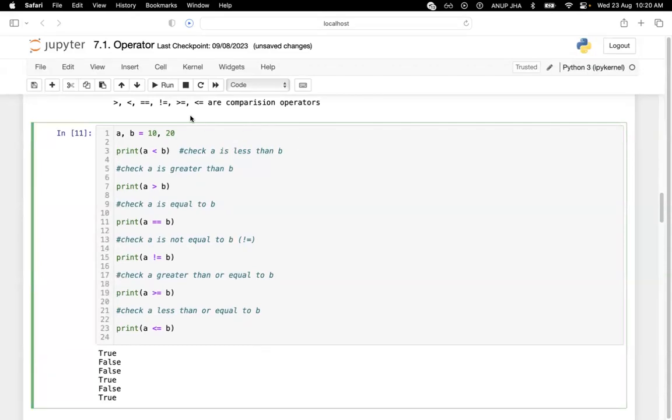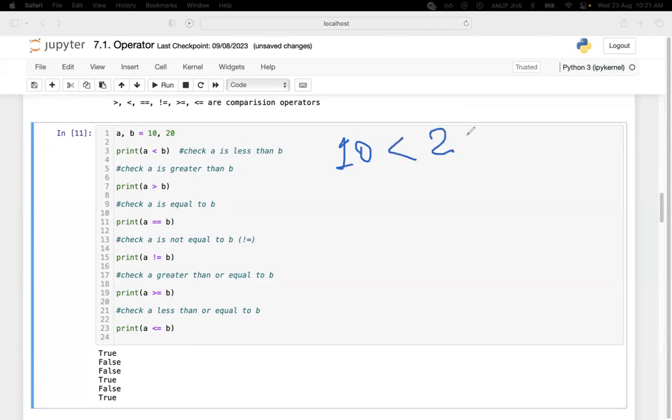Print A is less than B. Let's understand this. What is the value of A? A is 10, B is 20. Is 10 less than 20? Is this true or false? It is true. So I'm getting True here as an output. Now, second thing: 10 greater than 20. Is this true or false? False. So I am getting False here as an output.